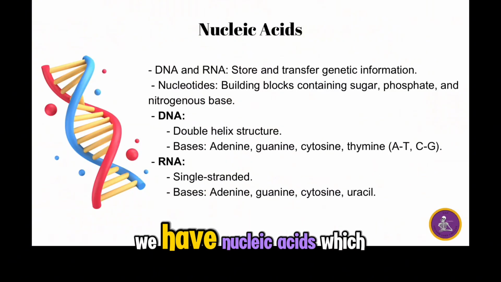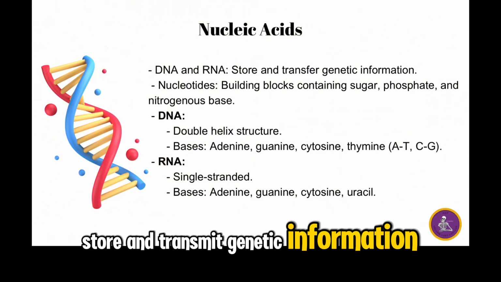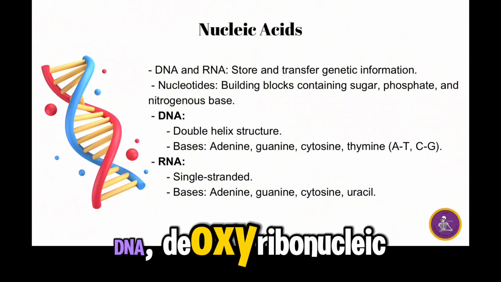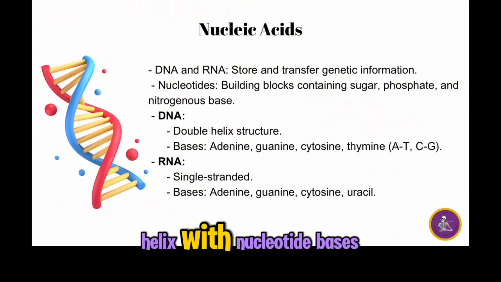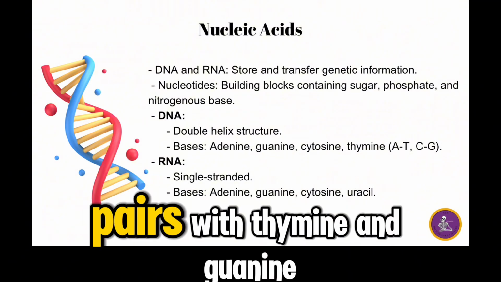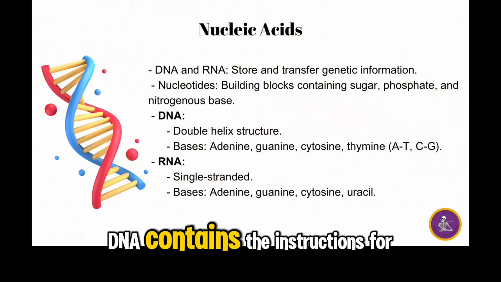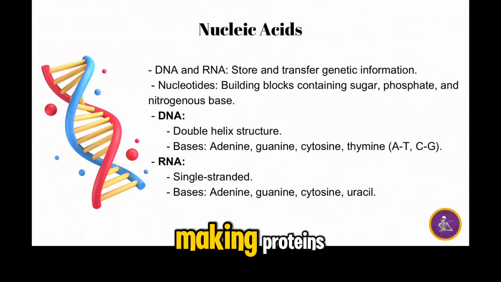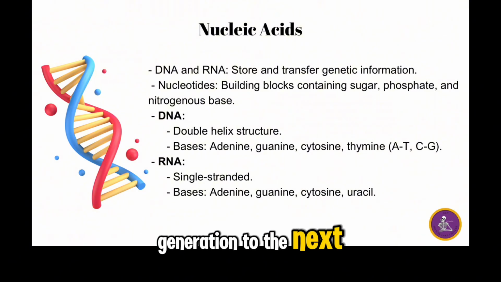Moving on, we have nucleic acids, which store and transmit genetic information. DNA, deoxyribonucleic acid, is structured as a double helix, with nucleotide bases pairing specifically. Adenine pairs with thymine, and guanine pairs with cytosine. DNA contains the instructions for making proteins and is inherited from one generation to the next.